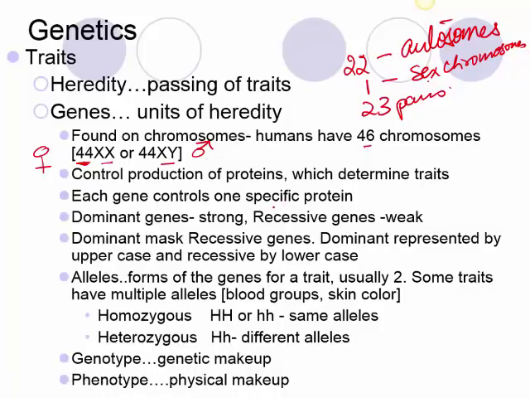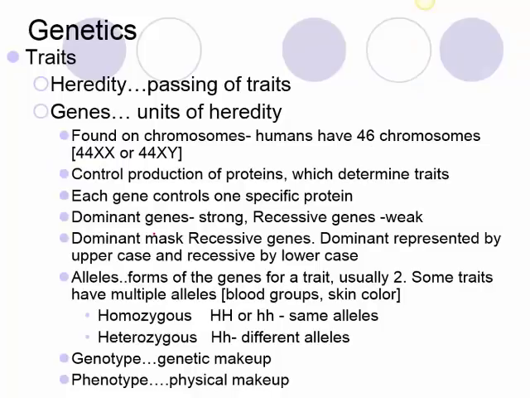A good example would be height. The tall gene is a dominant gene, the short gene is a recessive gene, okay? So dominant genes mask recessive genes. Because all these chromosomes are present in pairs, whenever you have one dominant gene and one recessive gene, the trait will still be shown because the dominant masks the recessive. So you don't necessarily have to have both dominant genes in order for the trait to be expressed.